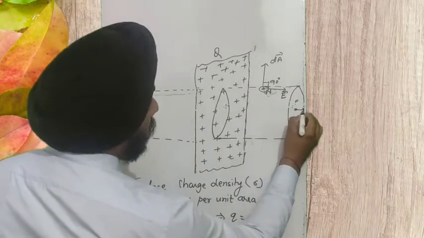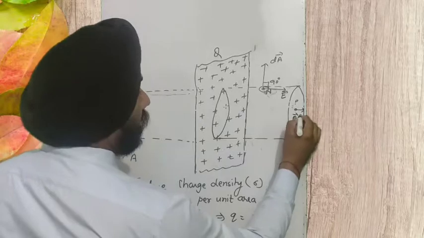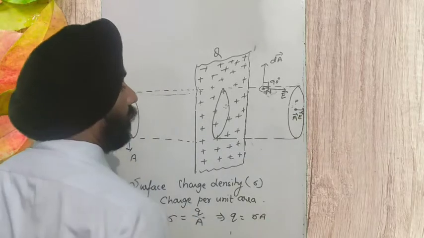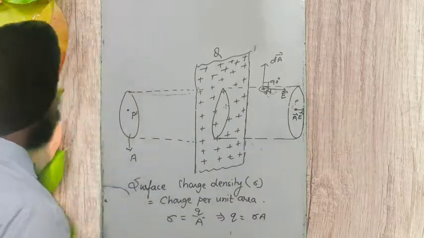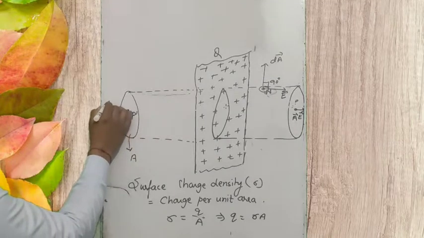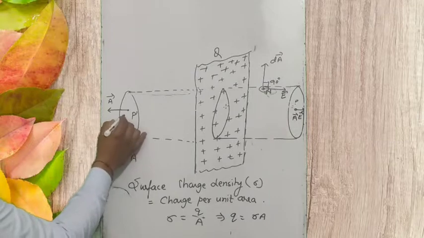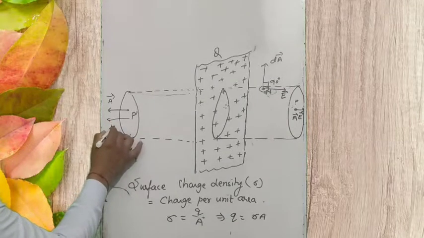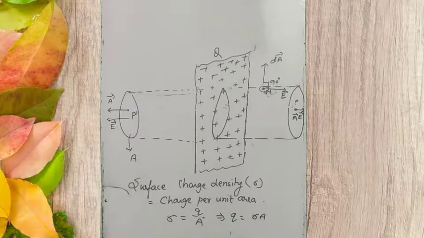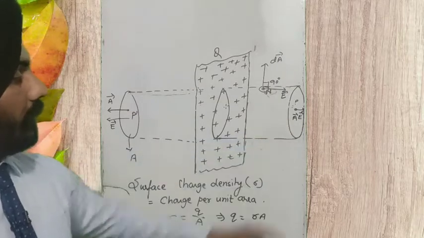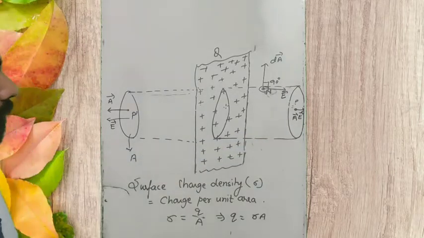So here, suppose the area vector is A and the electric field is E. Both will be in the same direction. Here also the area vector is always perpendicular to the surface we are talking about, and the electric field is passing parallel to it. So the area vector and electric field have an angle theta equal to 0 degrees.